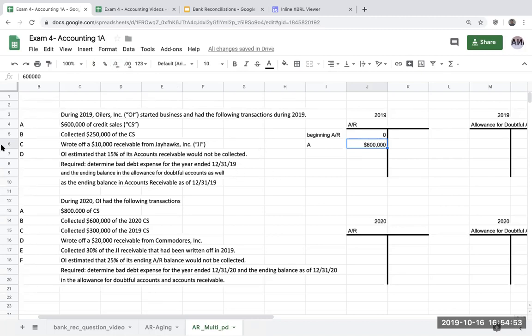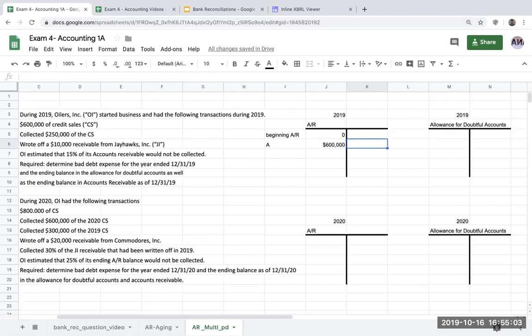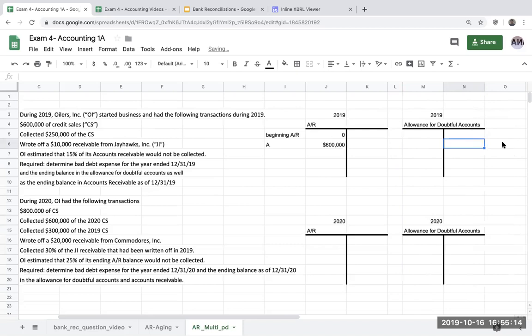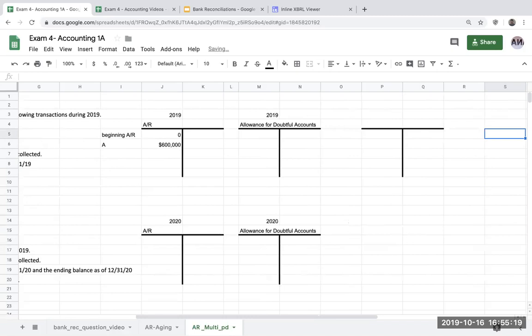Okay. So letter B, I collected 250,000 of the credit sales. So what kind of impact would that have on these accounts? What would I change up here? And by the way, if it makes it easier for us, I can write out other T accounts here, such as sales and other things like cash. If that makes it easier to visualize.